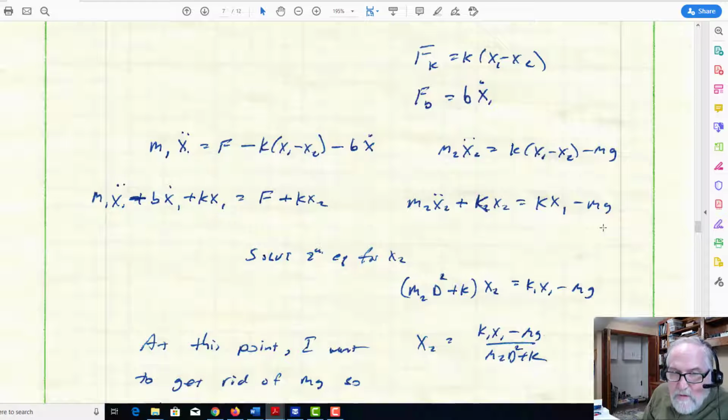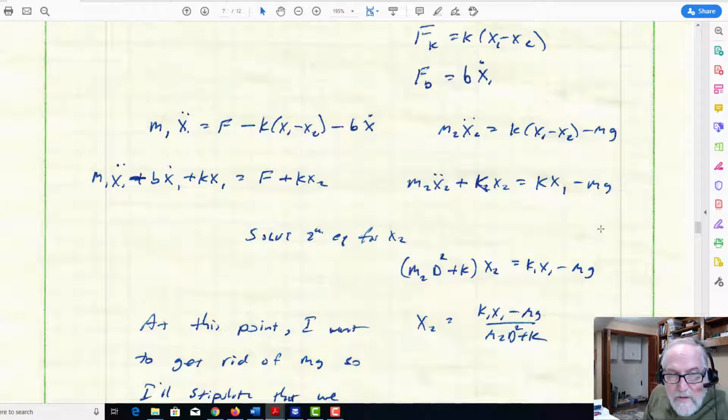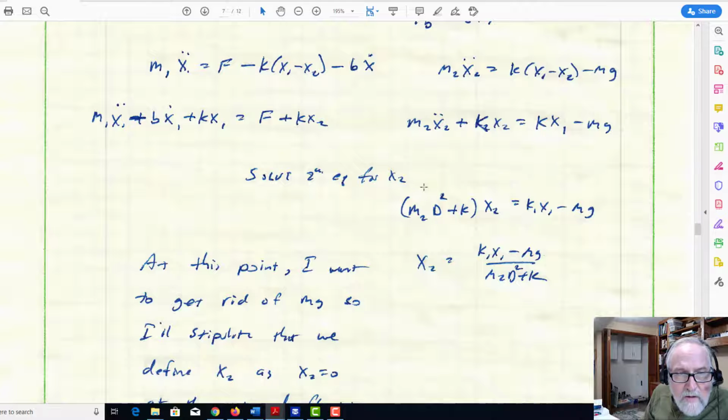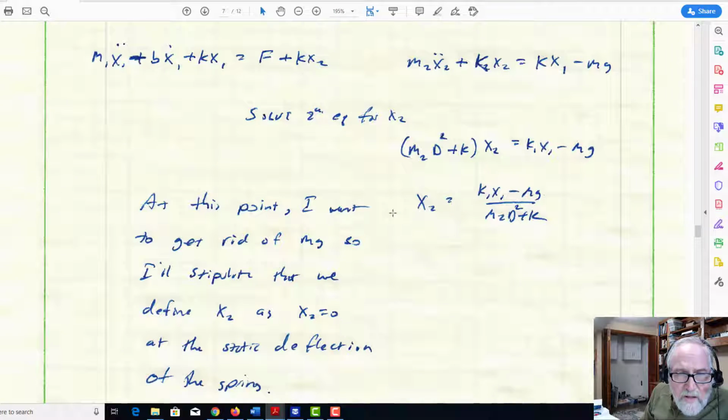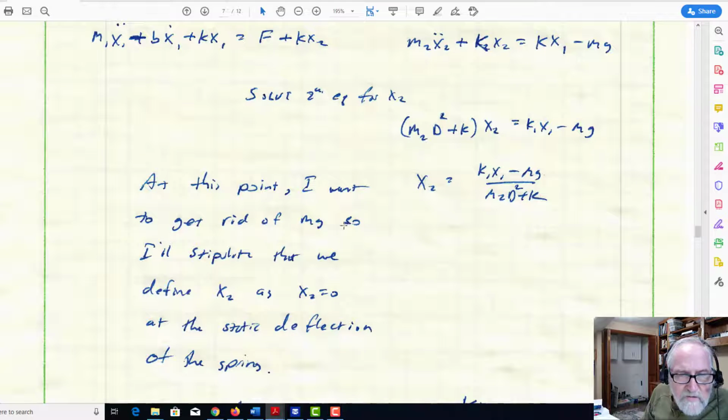But as we talked about in class, for linear systems, we will assume it away by assuming the static displacement of the spring counteracts that. Okay, and that's what I'm saying here. At this point, I'm going to get rid of mg by stipulating that x1 and x2 are referenced to some points such that when the difference is 0, that's the static displacement of the spring.